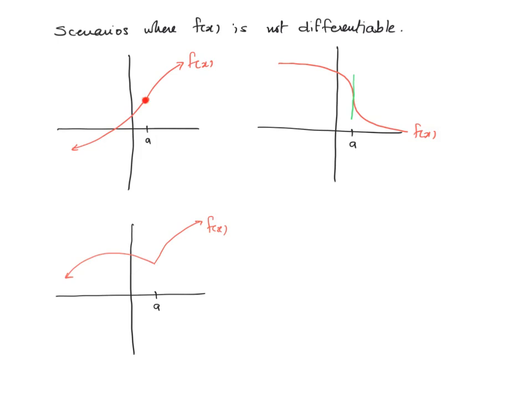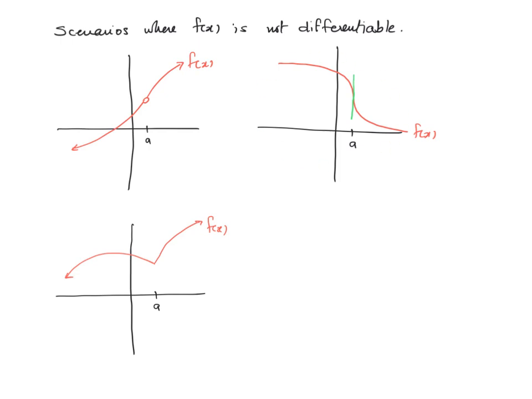The reason this doesn't work is because if you want to do the limit as h approaches 0 of f of a plus h minus f of a all over h, well, you have to have f of a, and there is no f of a here, so you cannot find that limit. Therefore, if the function is not continuous, you can't find a derivative.